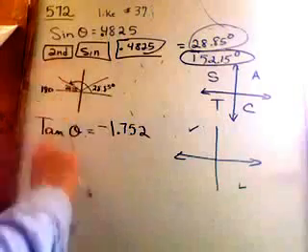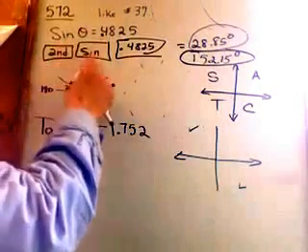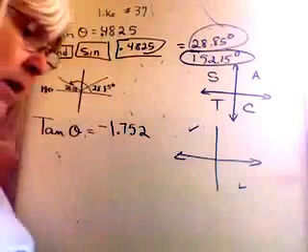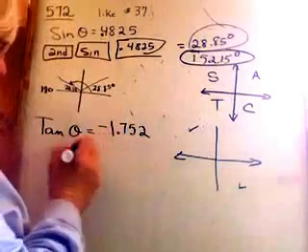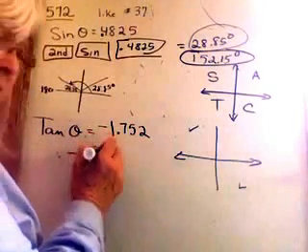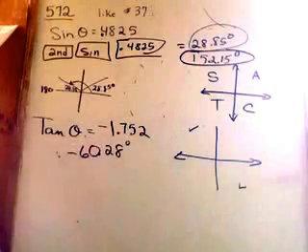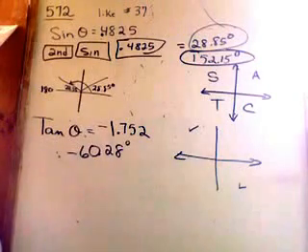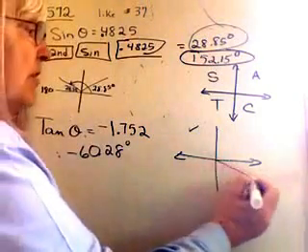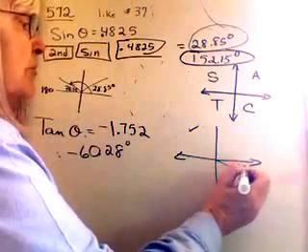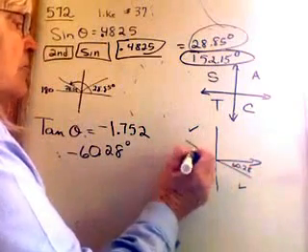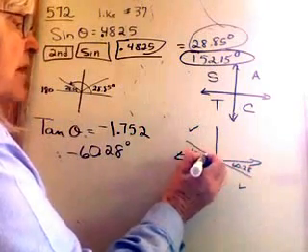So the first part's kind of a no-brainer. Second, and then tangent, and then type in that number. And when you do, you get a negative 60.28. And you try that. That's degrees. So where can that angle be? Well, it can be down here, 60.28, and it can also be up here, 60.28.